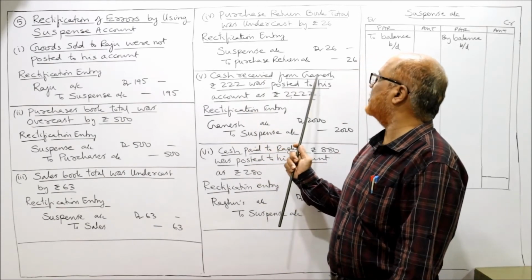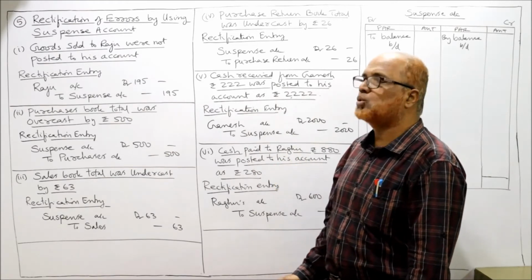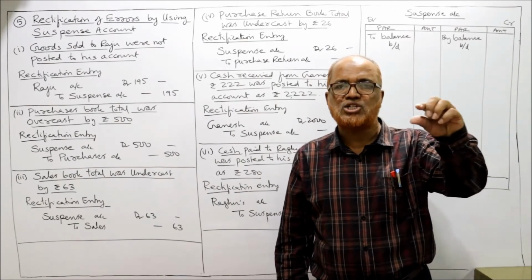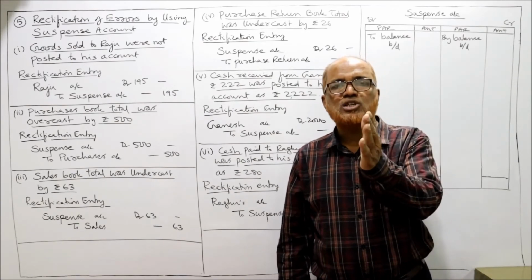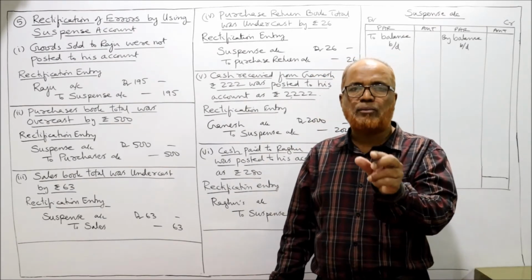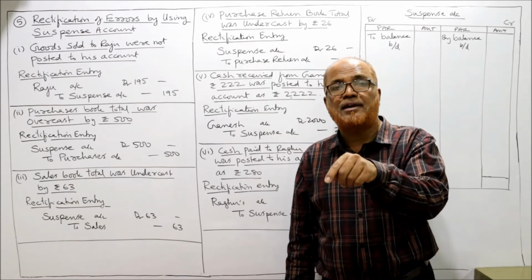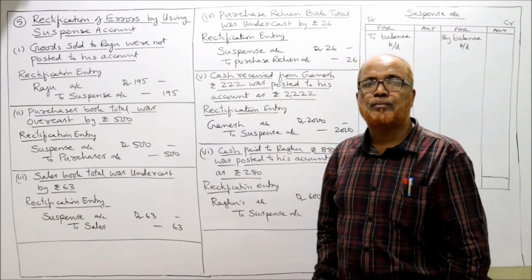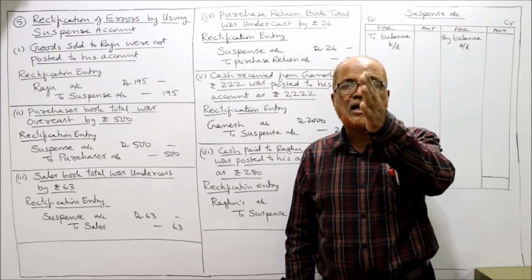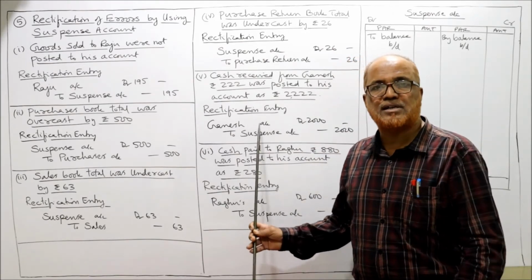Next one: cash received from Ganesh, rupees 222, was posted to his account as 2222. Cash received from Ganesh, the entry will be cash account debit to Ganesh account. So Ganesh account should have been credited by 222 rupees, because the actual amount received is 222. But by mistake, Ganesh account was credited by 2222. That means 2000 rupees more we have taken on the credit side of Ganesh account.